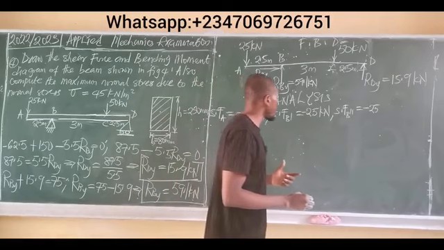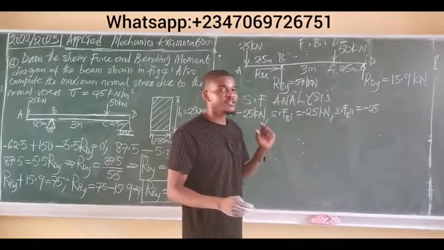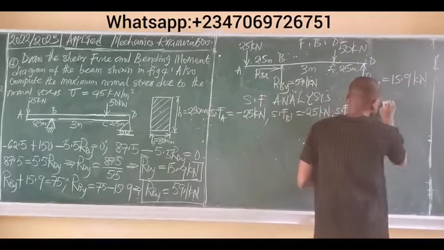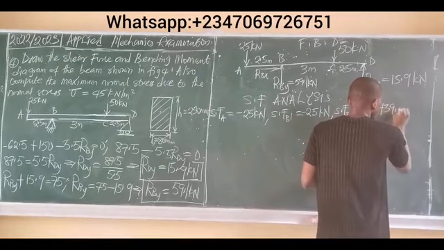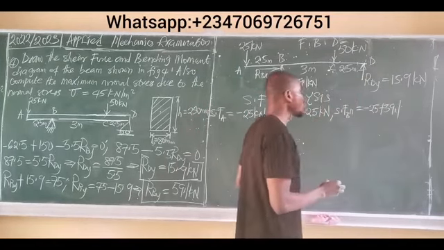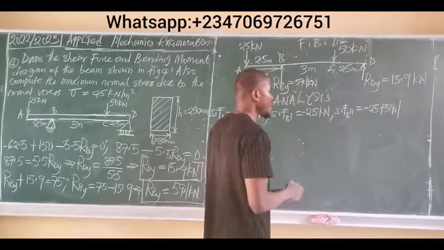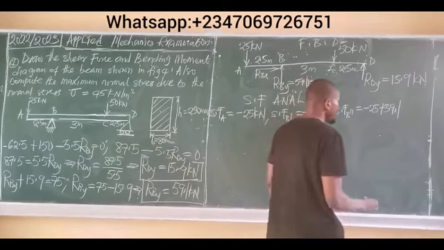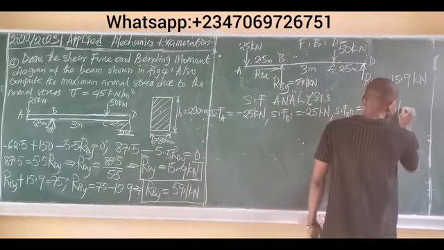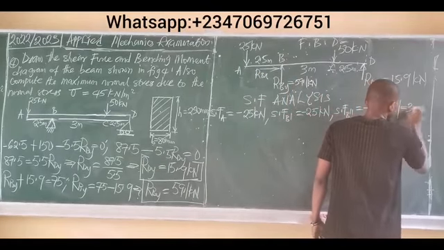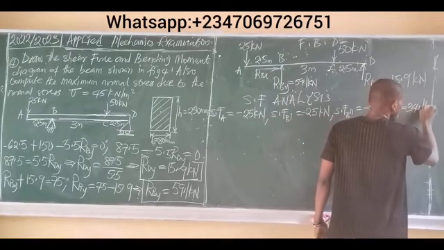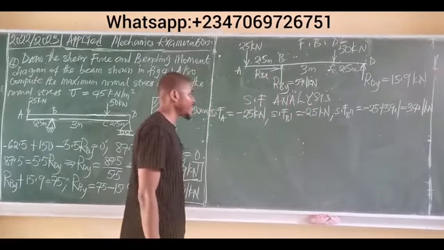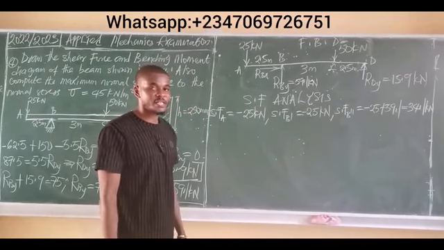And what is the value of this upward force? 59.1. Since it is upward, you simply what? Add. It becomes plus 59.1. Now, minus 25 plus 59.1 simply gives us 34.1 kilonewtons. So the shear force at B finally is 34.1 kilonewtons.